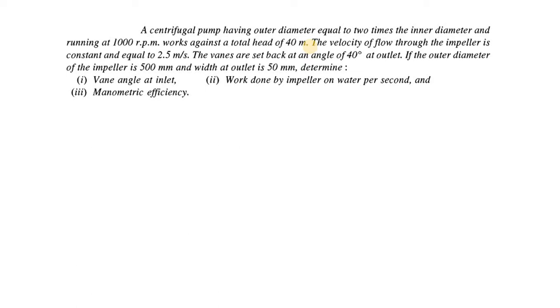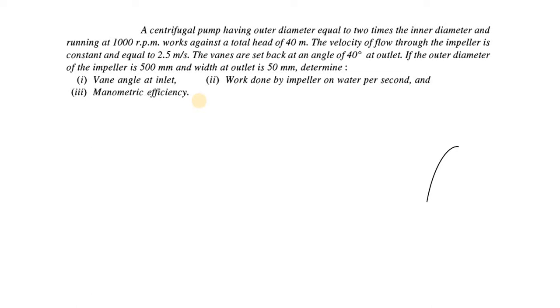The velocity of flow through the impeller is constant. That means Vf1 equals Vf2, and Vf1 or Vf2 are equal to 2.5 meter per second. The vanes are set back at an angle of 40 degrees. I hope this, vanes being set back at an angle of 40 degrees, is a new thing for us. So let us discuss some more things related to this 40 degrees whenever we draw the velocity triangle. We are supposed to calculate vane angle at inlet, theta, work done by impeller on water per second, and manometric efficiency.